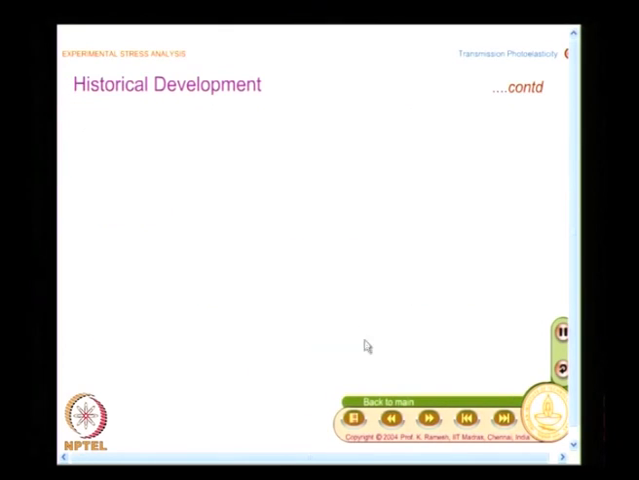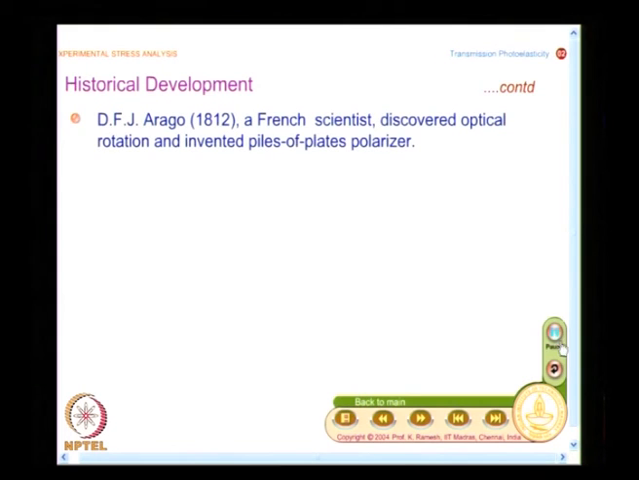And then what all development took place? You also had Arago in 1812, he invented optical rotation, that you will understand when you look at a half wave plate, it behaves like a rotator, and he invented the piles of plates polarizer. He invented a new form of getting a polarized beam of light, and Biot in 1815 discovered dichroism.